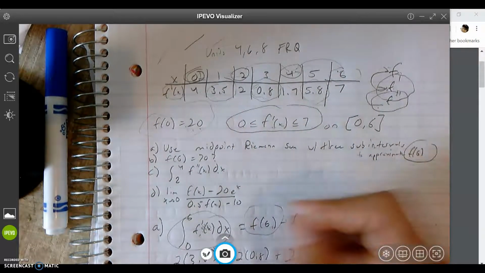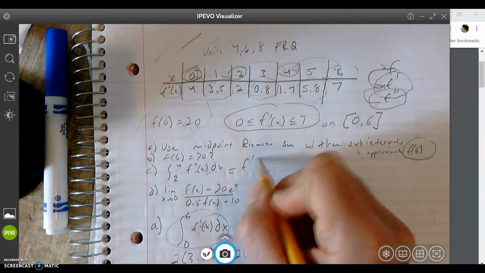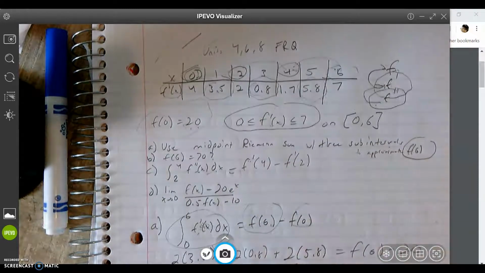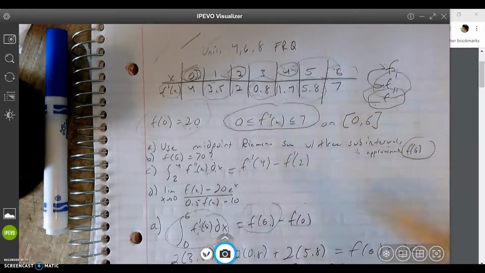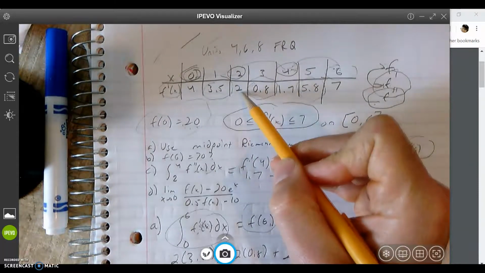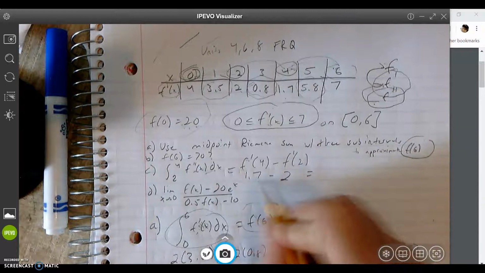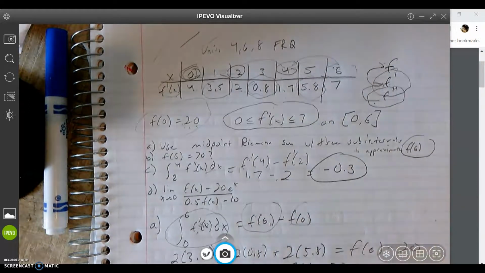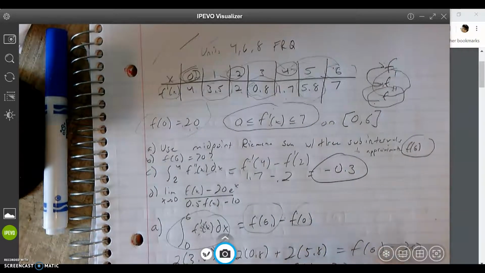And this is all the first derivative of all these values here. So that's going to work in our favor because this equals f prime of 4 minus f prime of 2, since that's the antiderivative. And f prime of 4 is 1.7, easy, minus f prime of 2, which is 2. So 1.7 minus 2 is negative 0.3. Bam, got it. Part C is easy.